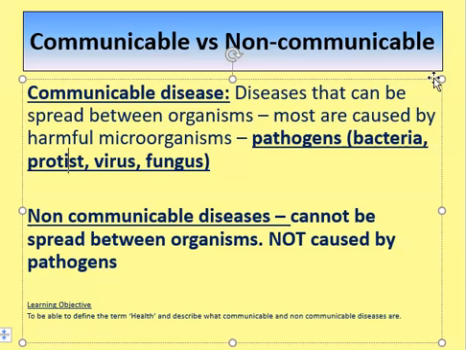If you just say that it's spread between organisms, you'll just get a mark. So make sure you know that it's caused by pathogens, and the pathogens are bacteria, protist, virus, fungus. And a non-communicable disease is one that cannot be spread between organisms and is therefore not caused by pathogens. So make sure you've got those definitions written down and that you can get those 2 marks if that comes up in an exam.